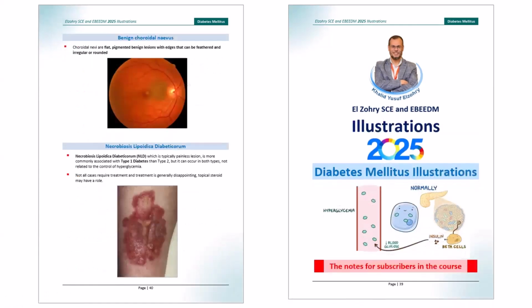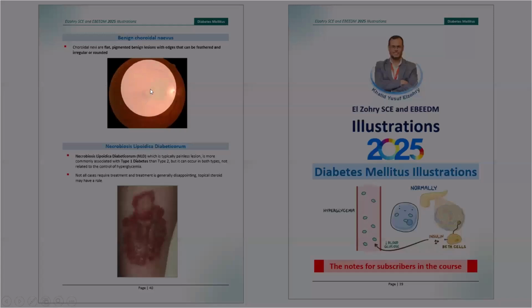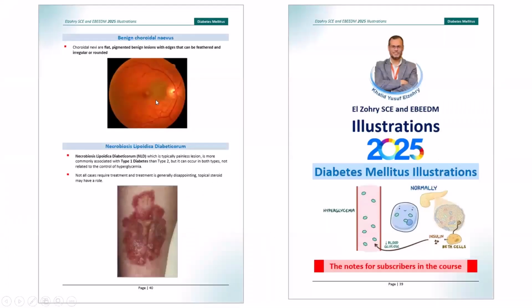Another important set of notes I will do for the current course subscribers is illustrations. And actually, I will collect all the images and illustrations required for the exam. For example, this benign choroidal nevus is a repeated question. This necrobiosis lipoidica diabeticorum is a very repeated image in the previous exam. And I will give a hint related to this image, which is very important for the exam.